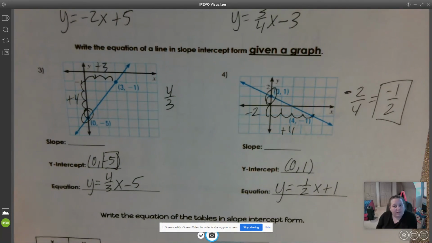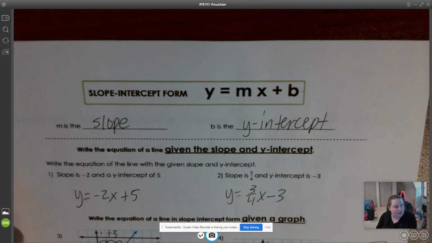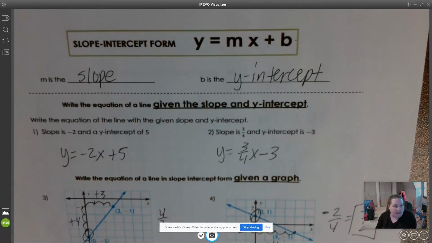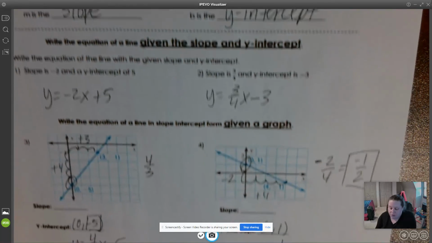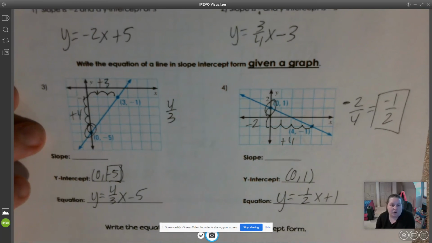Okay. So once again, in this lesson, we've learned what slope-intercept form is as an equation made up of slope and y-intercept, as well as x and y are independent and dependent variables. We learned how to write that given information or given a graph.